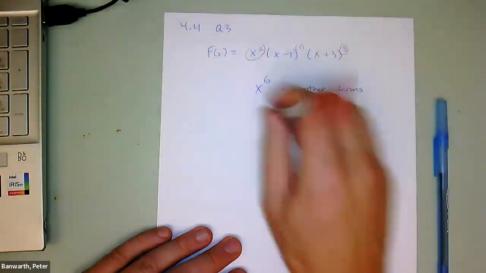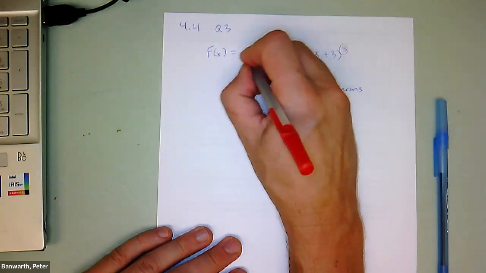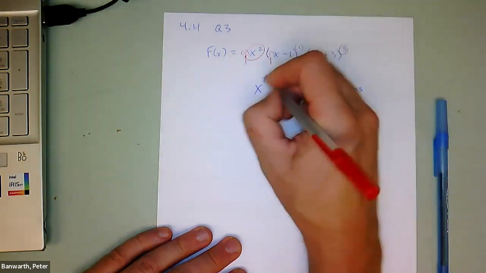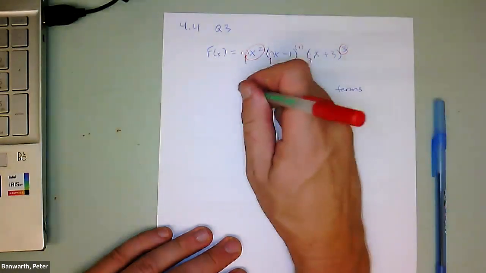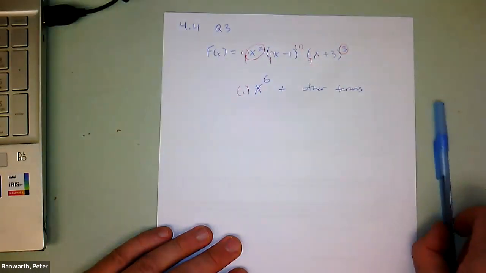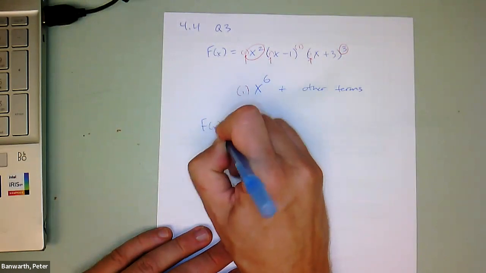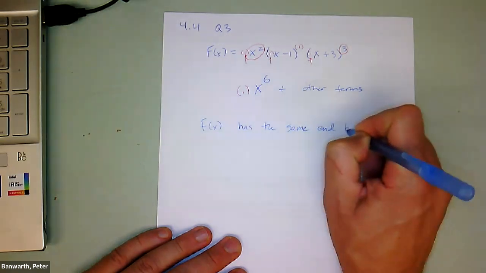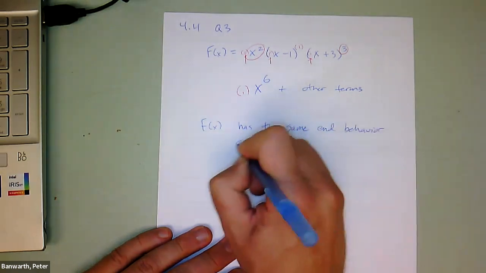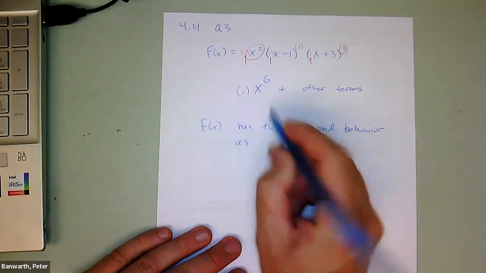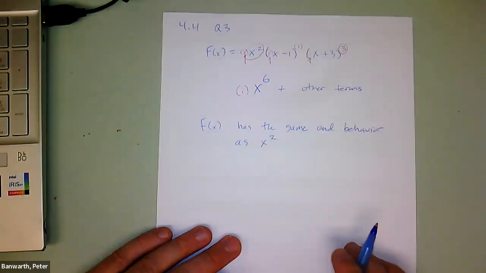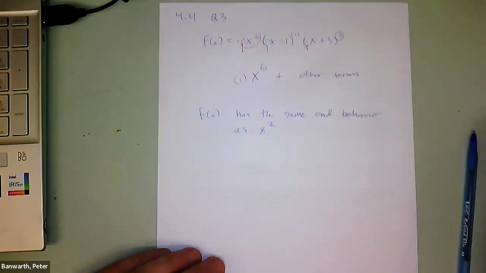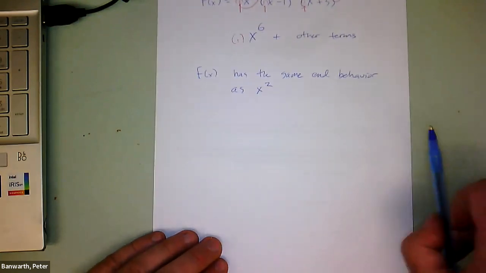And then I can look at the leading coefficients. That one's a 1, that one's a 1, that one's a 1. And so the leading coefficient is a 1. So this f of x has the same end behavior as x to the sixth, which is x squared. Now let's do another one.